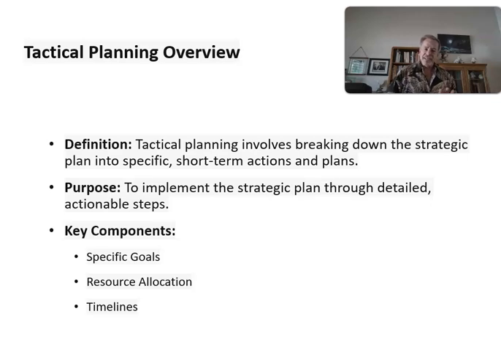The overview: it involves breaking down the strategic plan into specific short-term actions and plans. That's pretty straightforward. You have to have a specific goal and resource allocation. Just so you know, if you have multiple different divisions, resource allocation is probably one of the most difficult aspects of it, because people all want to have more money. That's what it comes down to, money.